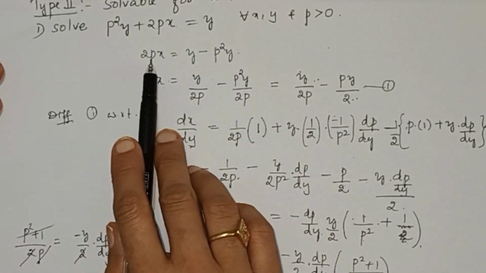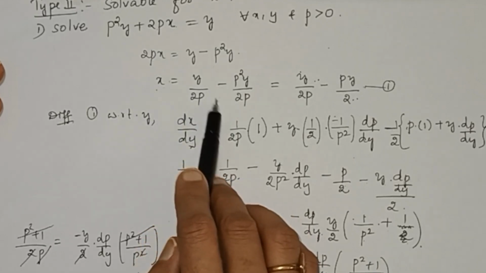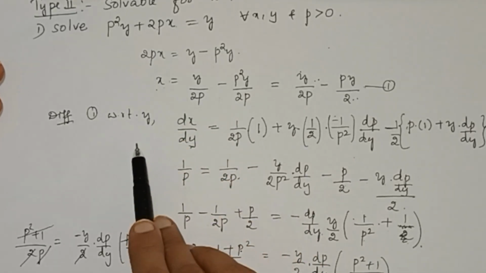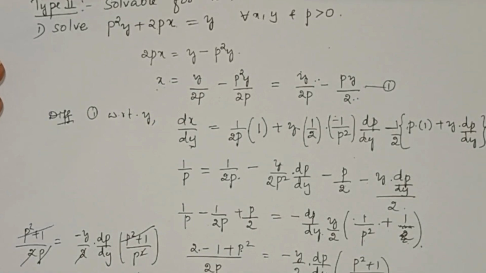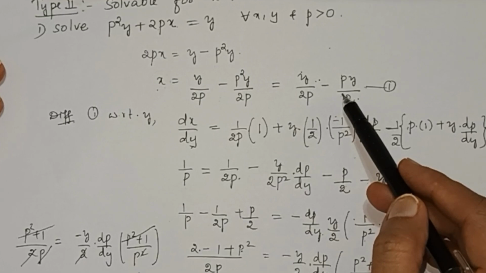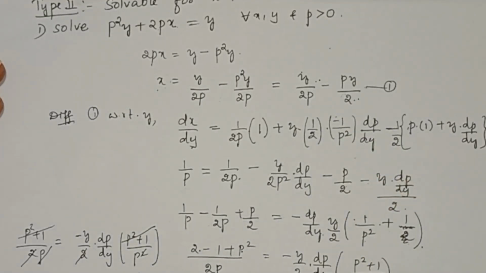The method is, first you write it in terms of x equal to a function of p and y. Then you have to differentiate that x with respect to y. Then you will get a value of p in terms of y. Substituting back the value of p in the first equation eliminates that p, hence you will get its general solution.